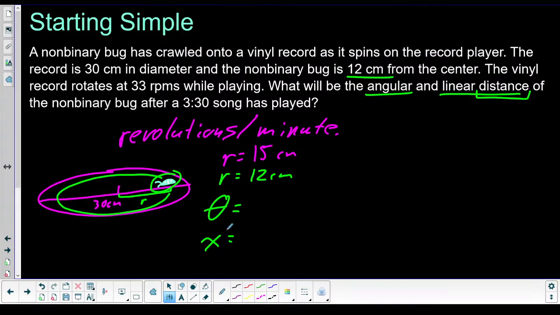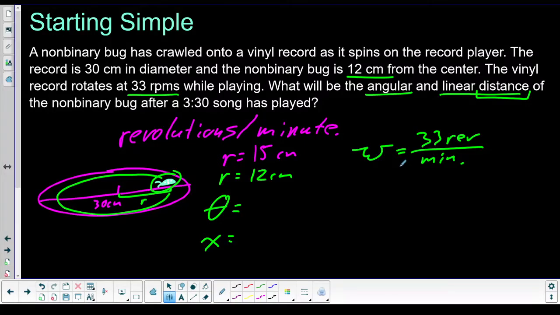Cool. So what information do we have? We know that it is 12 centimeters from the center. We also know that it rotates at 33 RPMs. This is our angular velocity. This is omega, and it's in 33 revolutions per minute. Okay, so what we could do, right, this is totally possible, is we could really easily convert this to radians per second. Or we could not. It's kind of up to us.